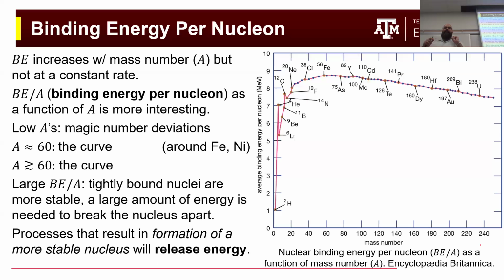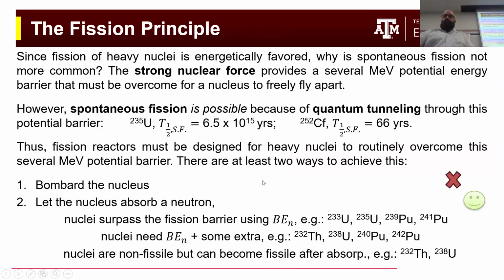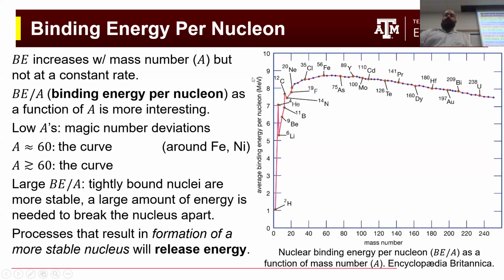So the binding energy in general is just going to increase with the mass number of the nucleus, but it's not constant. So binding energy by itself isn't super useful to understand why fission and fusion happen, but if we think about binding energy per nucleon, it does help us better understand it. And that's what this plot is. This is a plot of the average binding energy per nucleon as a function of the mass number A of the particular nuclei that we're talking about.